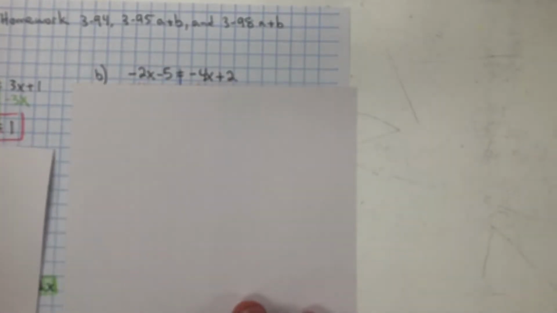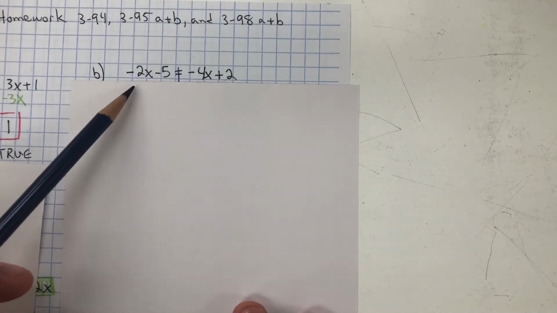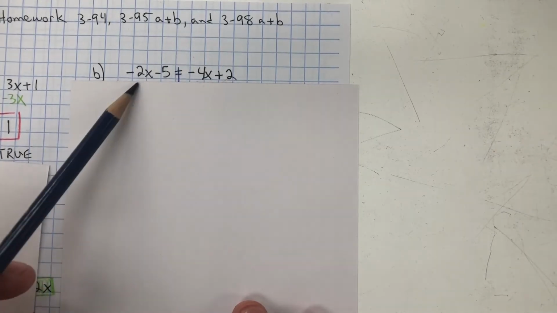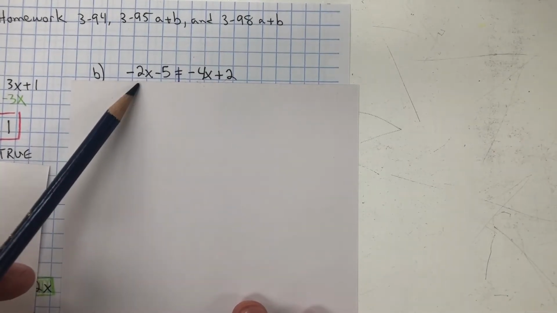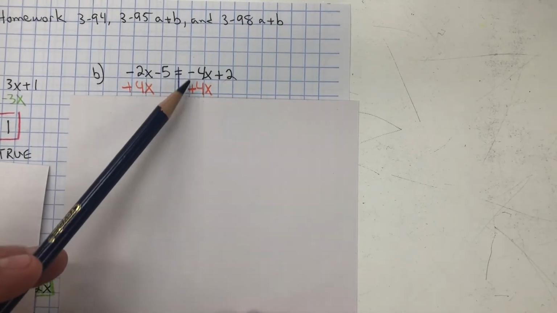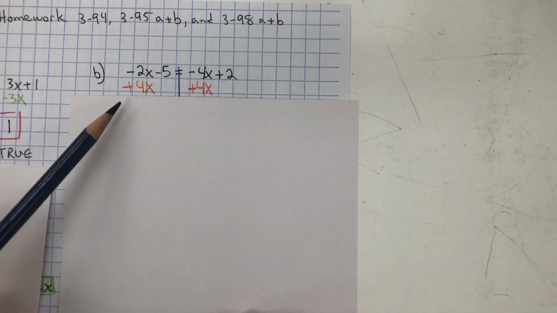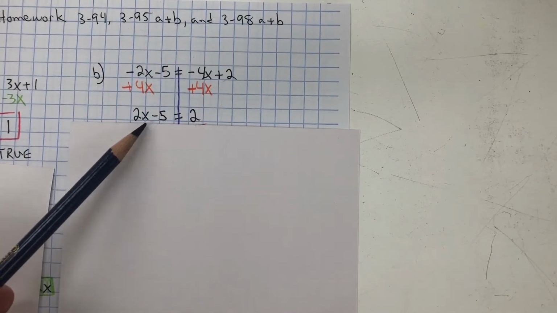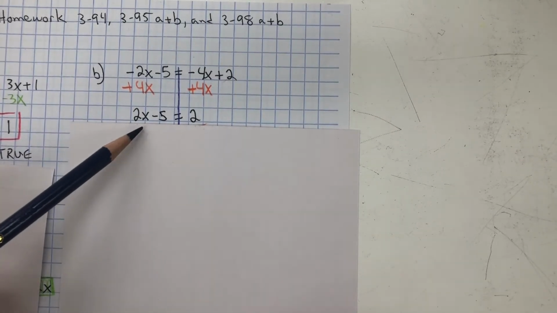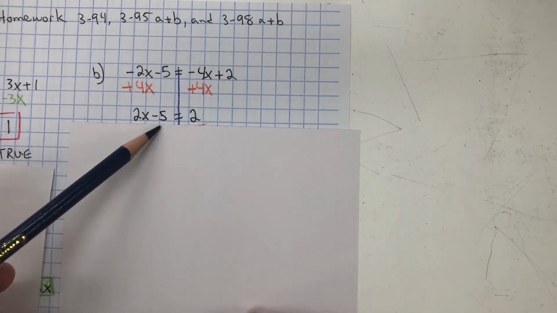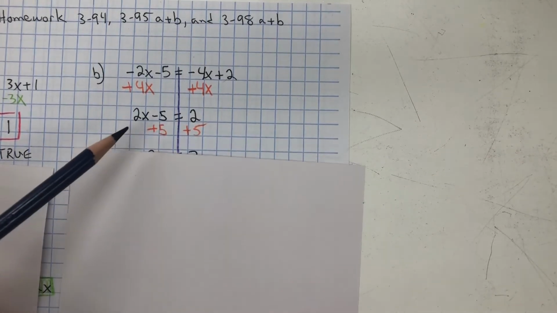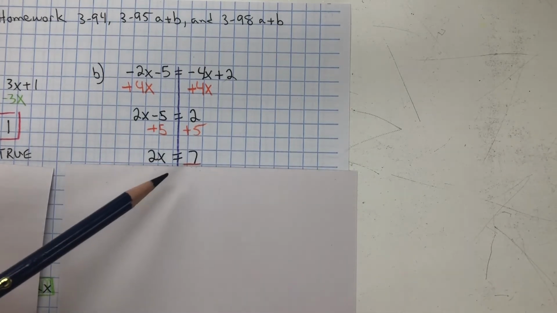In B, we need to get the variable to the side that has the greater value, which would be negative 2x. So we're going to add 4x to both sides. Inverse property of subtraction is addition. And then we end up with 2x minus 5 equals 2. Still don't have the variable by itself. So we need the inverse property of subtraction, which is addition. Add 5 to both sides, and we end up with 2x equals 7.